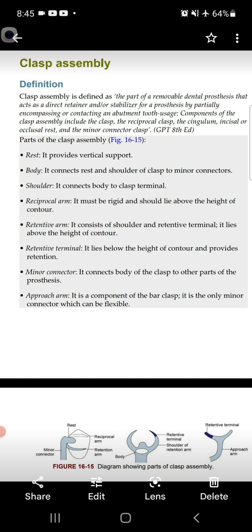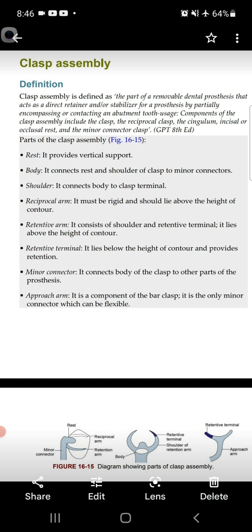Third is the shoulder. It connects body to clasp terminal. Meaning shoulder, look at the diagram. Shoulder connects body to the clasp terminal, meaning clasp end. Next is the reciprocal arm. Reciprocal arm, meaning reciprocal clasp, is given opposite to the direct clasp, which is given on buccal side. Reciprocal arm, look at the diagram, is opposite to the retentive arm. Retentive arm is given on buccal side, which is greenish gray, and reciprocal arm is highlighted in the diagram by white color, and this is given on lingual side.